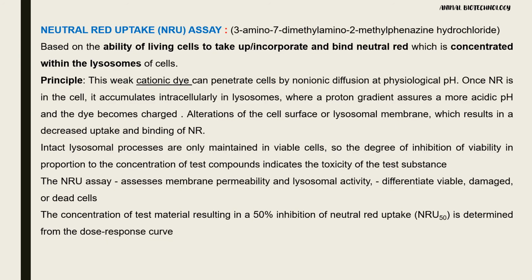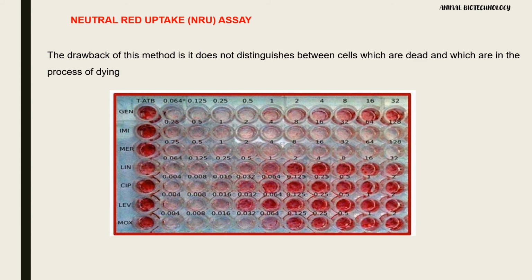Neutral red assay. It is based on lysosomal activity. The neutral red dye is a weak cationic dye which can easily penetrate into the cells by non-ionic diffusion. It gets accumulated in the lysosome. Here, it binds to the anionic sites of the lysosome matrix. Hence, it determines the membrane permeability of the cells. The major drawback of neutral red assay is that it cannot distinguish between cells which are already dead and in the process of dying.